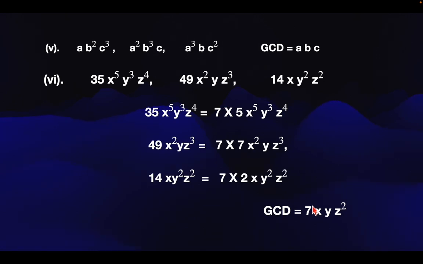So write down 7. Then x is also common. The least power here is 1. y is also common. Write down y. Least power is 1. z is also common. The least power is 2. So GCD is equal to 7xyz square.